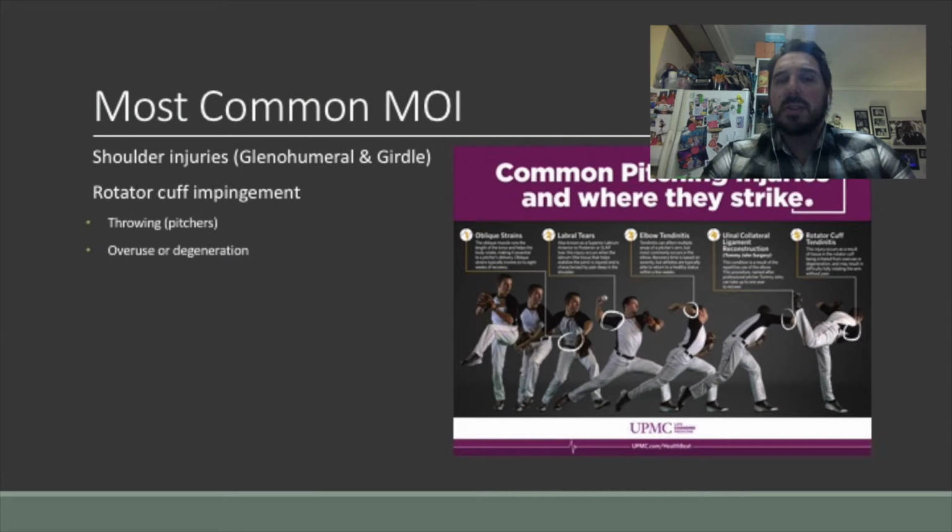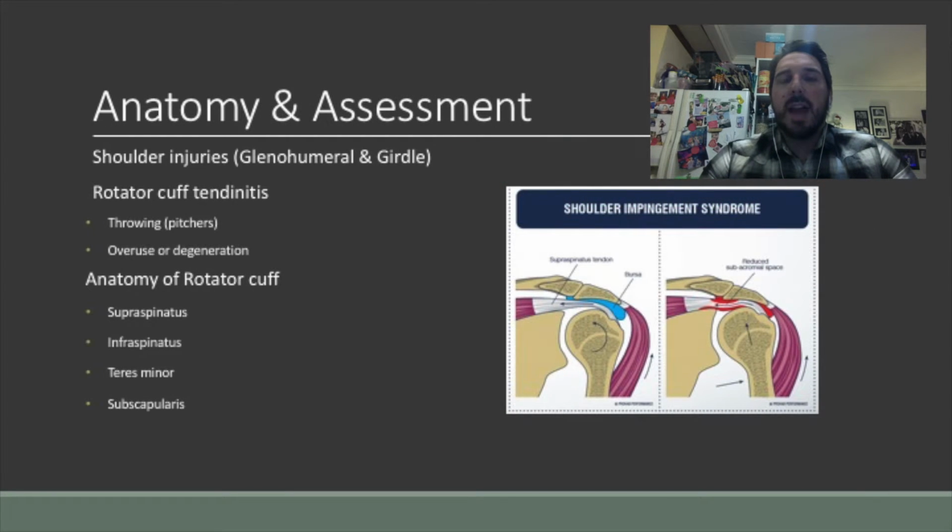You're going to see it with pitchers because of the throwing and the overuse, and then also it could be caused from just degeneration. So the muscle just weakens and deteriorates. If we look at the shoulder impingement anatomy, you'll see that there's a reduced space in the subacromial process, and that just puts tension on the supraspinatus tendon, and the bursa also gets inflamed, which is why you'll see rotator cuff tendonitis, which just means inflammation of the tendon, or the bursa sac in this case.